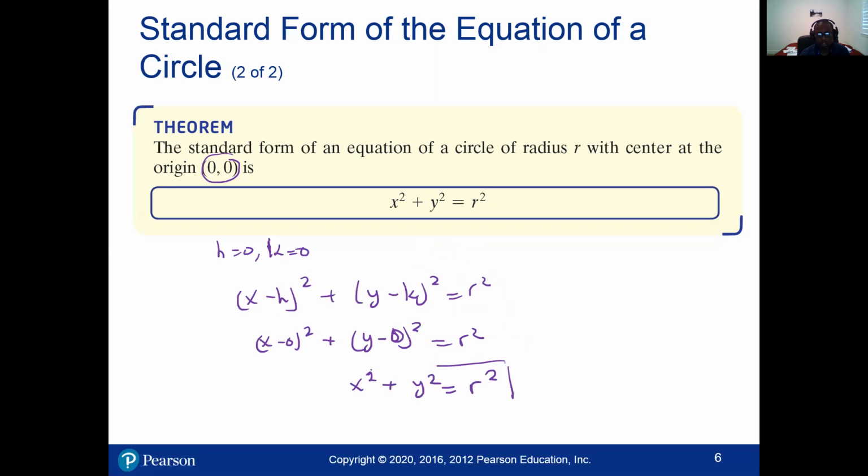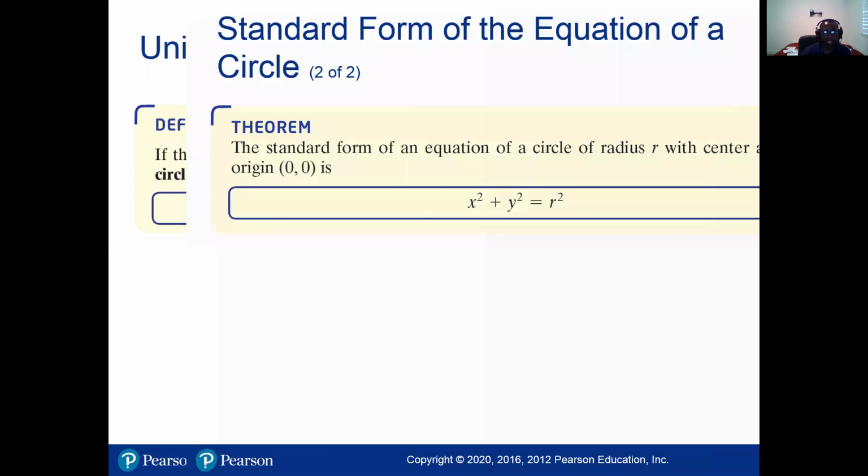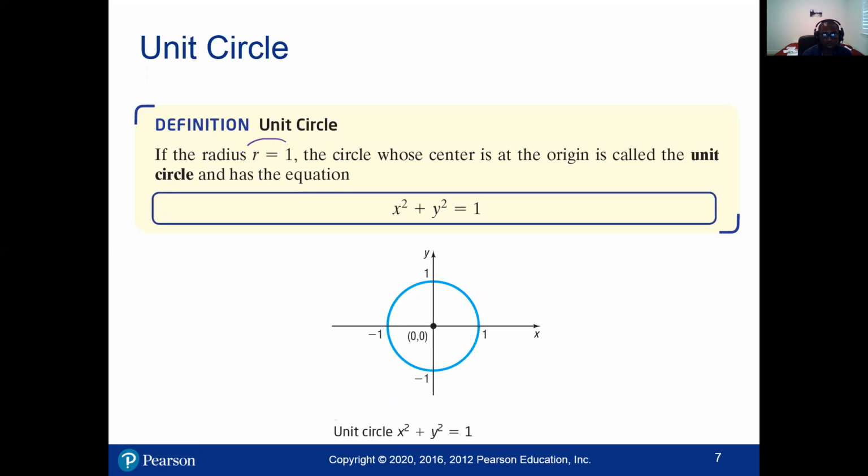That gives me the special case. If the center is at the origin, the circle will look like that. Now, the special one is the unit circle. The unit circle is when the center is at the origin and the radius is equal to 1.